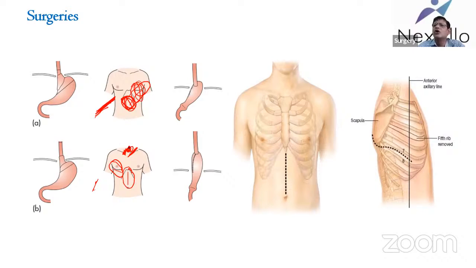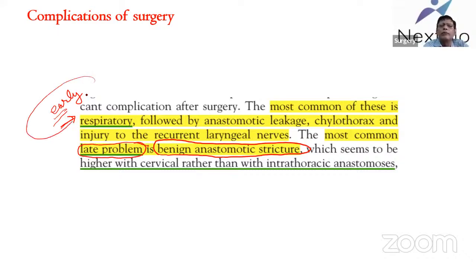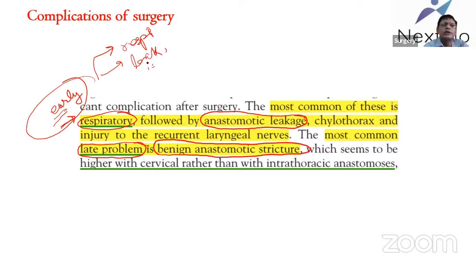These are the different surgeries that we have and the complications of these surgeries. The most common early complications are respiratory. But overall, the most common late problem of the surgery is anastomotic leak, benign anastomotic stricture and leak. Late problem is stricture, early problem that we have is leak here, and respiratory problems. So early: respiratory and leak from the anastomosis. And for the late, what we have is stricture.